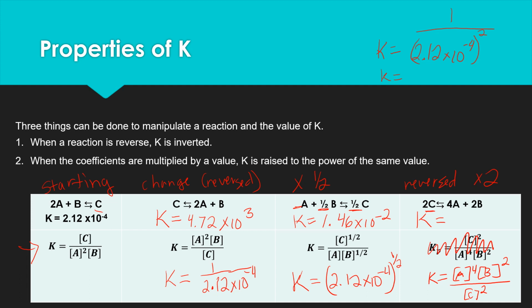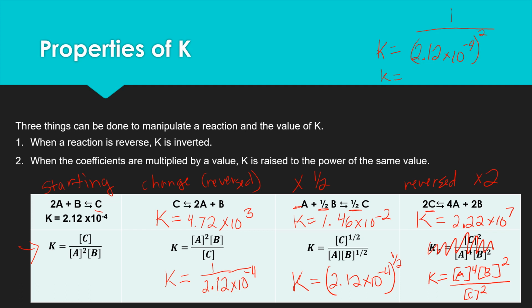And I'm going to go ahead and square that and hit enter. So I got 2.22 times 10 to the 7th power. All right, so when we invert it, it flips the reaction, and when we multiply the reaction by a coefficient, we raise the K value to that coefficient number. So those are 2 of the 3 ways we can manipulate a reaction and how the K value responds to that manipulation.